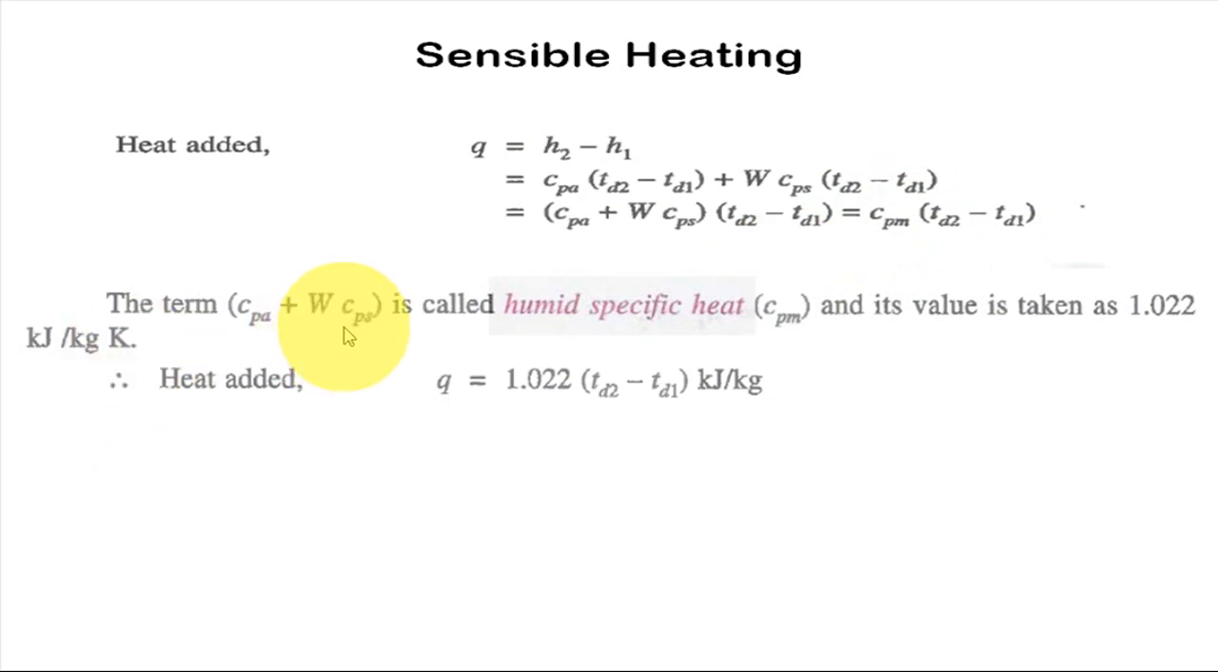Cpa plus W Cps is nothing but the humid specific heat. Its value is equal to 1.022 kilojoule per kg Kelvin. So I write the amount of heat added Q is equal to 1.022 into Td2 minus Td1 kilojoule per kg. That is, Q is equal to 1.022 into final temperature minus initial temperature. So we get the value of heat added in kilojoule per kg.